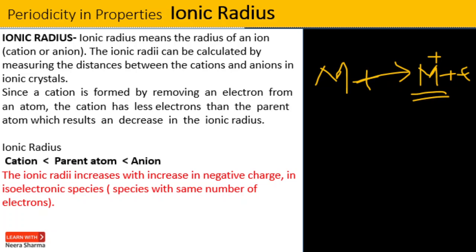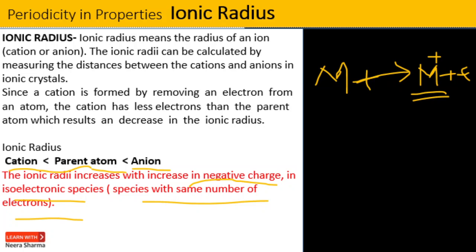Naturally, a cation which has lost an electron will have the least ionic radius. So the cation has the least ionic radius, then the parent atom, and then the anion. The larger the negative charge, the larger will be the ionic radius. In isoelectronic species, that is species with the same number of electrons, the ionic radii increases with increase in negative charge. So in general, we say atomic size.